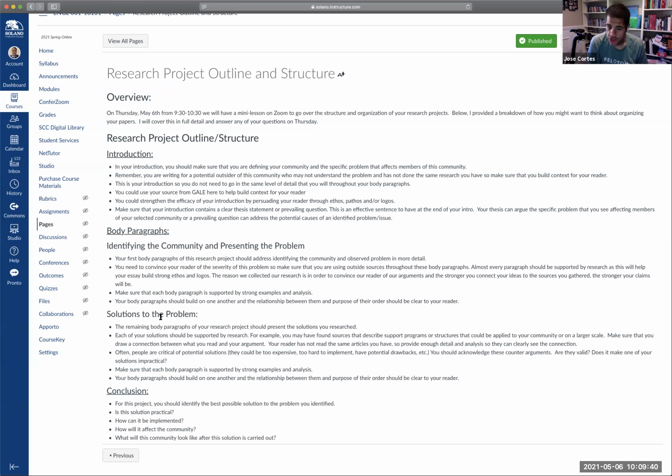Every solution you're showing me here, what evidence have you found to show why this is effective? What evidence have you found to say, here's why we think this is an appropriate way of going about solving this problem?